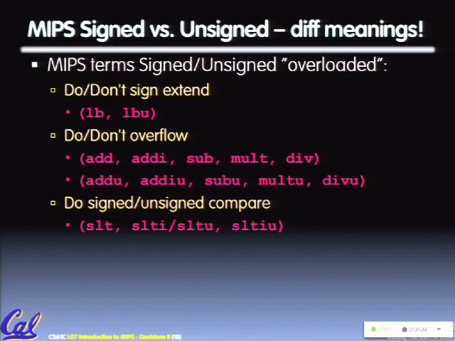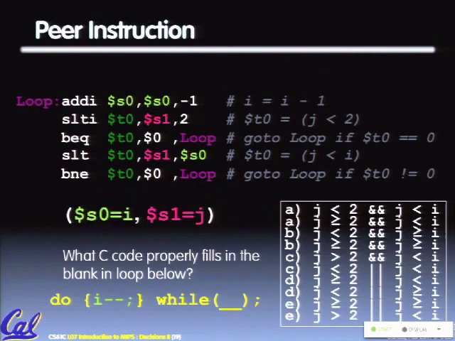So, this is the fun one. Can you do this tricky, maybe not tricky, hard, maybe easy puzzle? I have the following code. Do I minus minus while blank. And what code properly fills in the blank of all these options in the loop below?